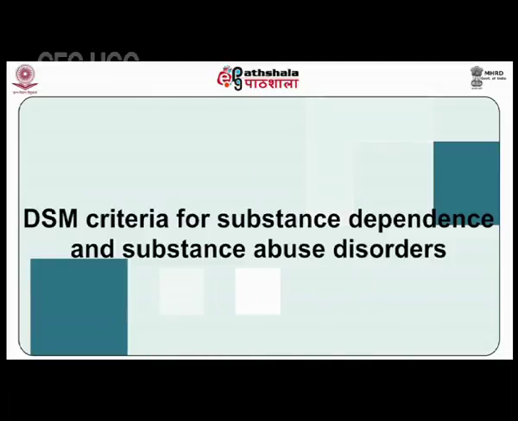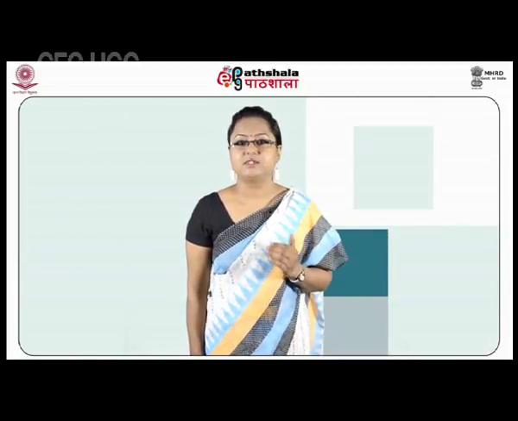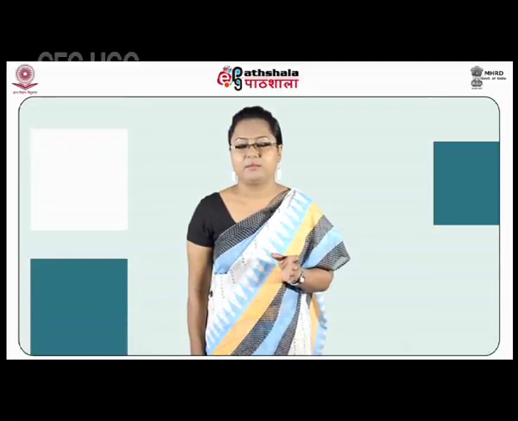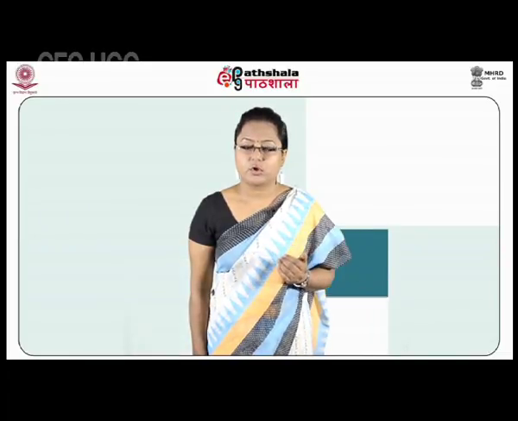When we look at the DSM criteria for substance dependence and substance abuse disorder, a maladaptive pattern of substance use leading to clinically significant distress or impairment, as manifested by at least three of the situations occurring at any time in the 12-month period. These situations are: tolerance, defined by either a need for increased amount of the substance to achieve intoxication or desired effect, or diminished effect with continued use of the same amount of substance. Withdrawal, as manifested by either the characteristic withdrawal syndrome for the substance, or the same or closely related substance is taken to relieve or avoid withdrawal symptoms.